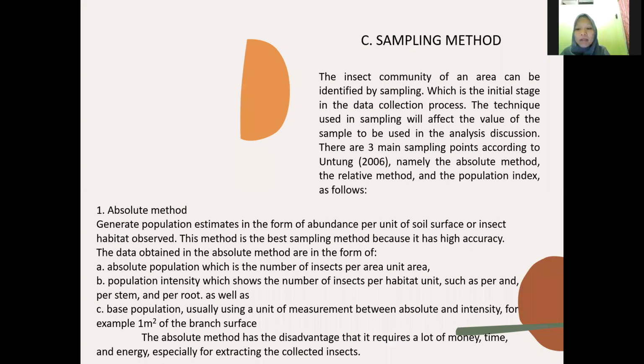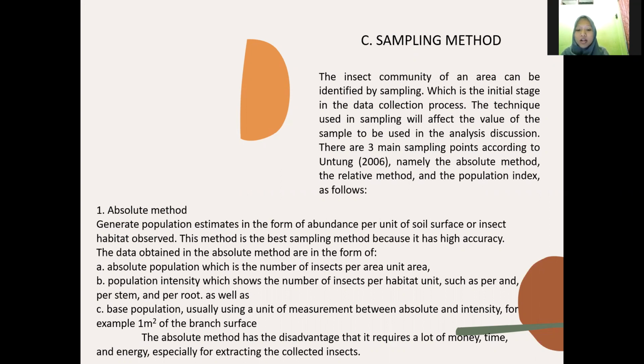C is sampling methods. The insect community of an area can be identified by sampling, which is the initial stage in the data collection process. The technique used in sampling will affect the value of the sample to be used in analysis and discussion. According to Untung 2006, there are three main sampling methods.